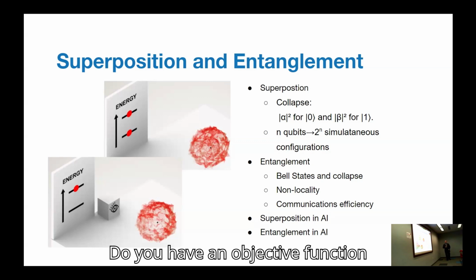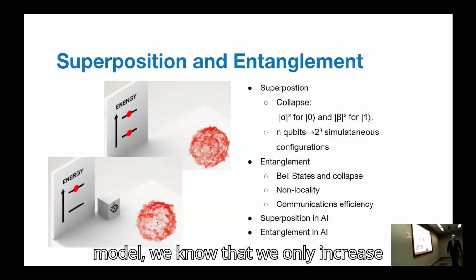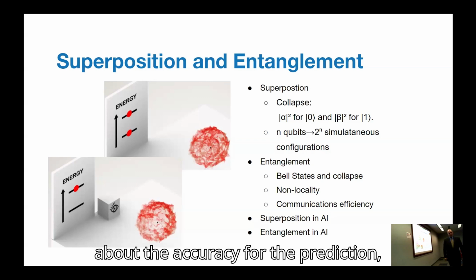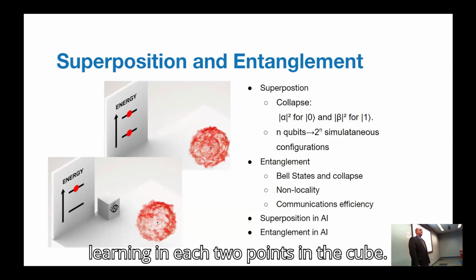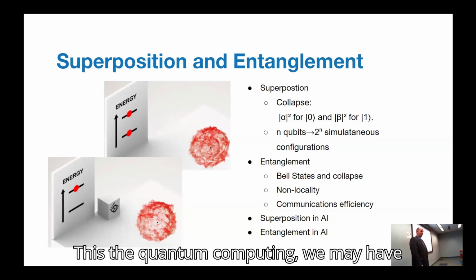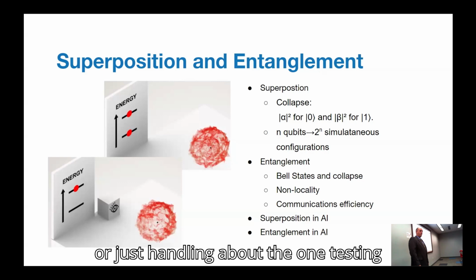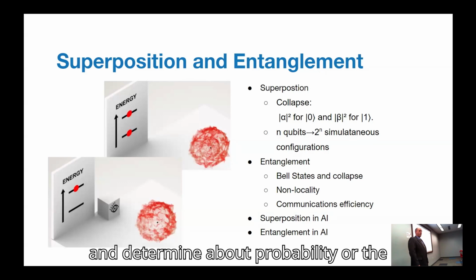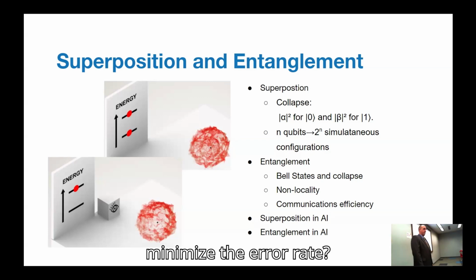If you do, for example, a predictive model, you have an objective function. We know that we want to increase the accuracy of the prediction, and then we try to learn toward that point. But in quantum computing, we may have one or more tasks, or just handle one task and then determine the probability for the 0 and the 1 situation. So my question is, do you minimize the error rate? Is that the objective?